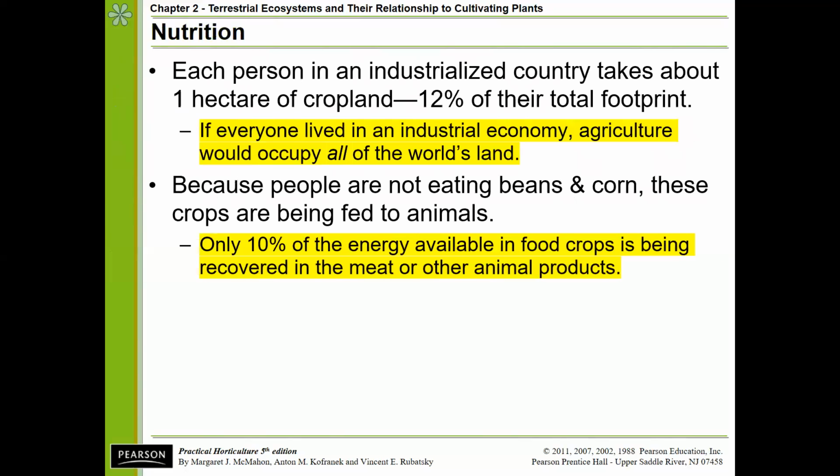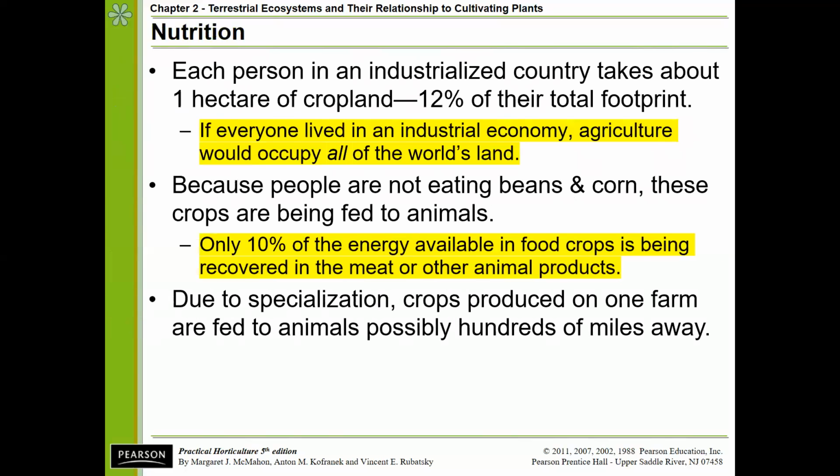And also how we're in a special situation being in an industrialized, developed country. If everyone were to live in this type of economy, agriculture would have to occupy all of the world's land in order to meet the needs of people. And that's also looking at kind of more extensive animal-based agriculture. Only 10% of the energy available in food crops is being recovered in the meat or other animal products.